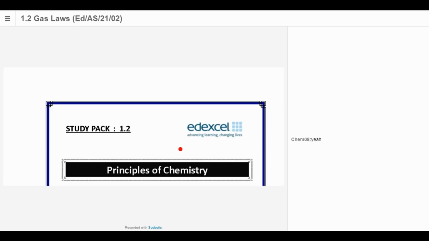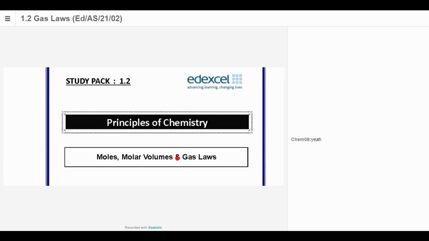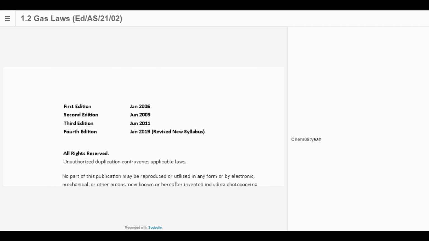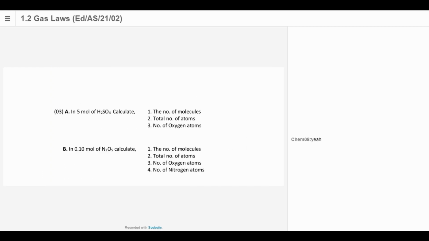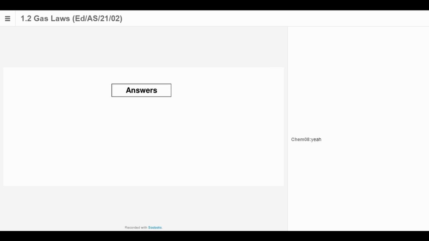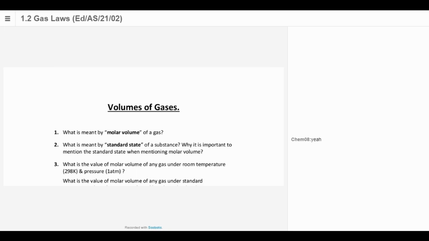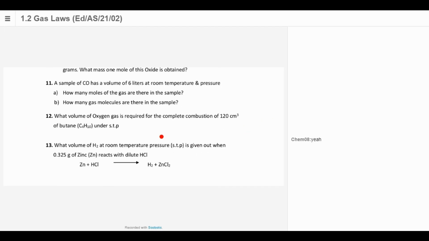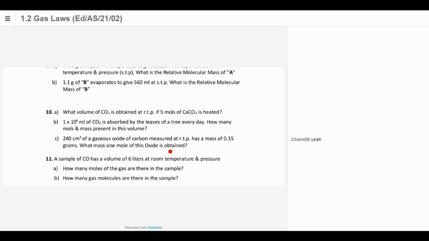Right, we are at the last bit of study pack 1.2, which is moles, molar volumes, and the gas laws. In fact, we completed the concept of moles. We had a detailed discussion in the last session. Today we continue with the last bit of molar volume. I did most of the questions in the last class and told you to try some. I left the last few questions to be discussed today, and then complete the tute with the gas laws.